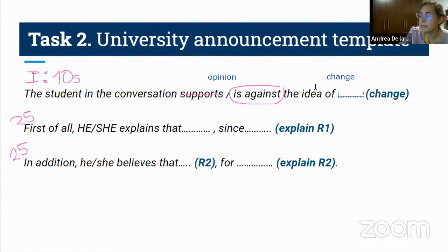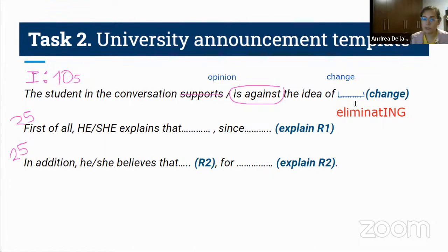We're going to say, it's against the idea of eliminating, but your verb always needs to be in the ing form. All right, so in the form of a gerund. So the student in the conversation is against the idea of eliminating, in this case, with ing, the sculpture program, right? That's how you're gonna mention the change. The main verb with ing, and then you can say whatever you want, depending on the change. And that's it. That's your introduction.